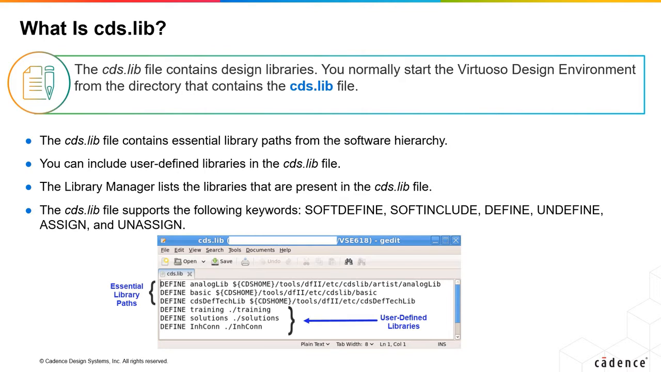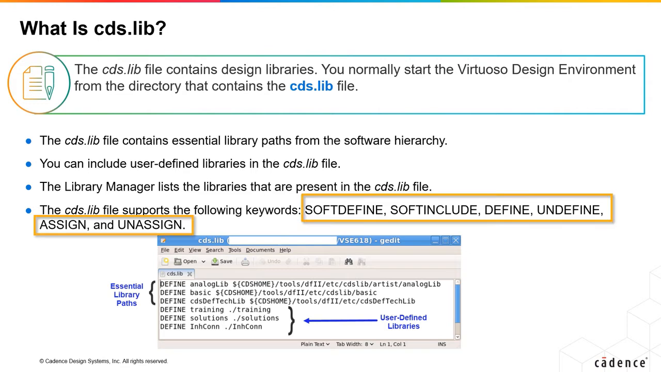So what exactly does this file contain? Well, in short, it contains the definitions of your design libraries. It also contains essential library paths from the software hierarchy, and you can include user-defined libraries in this .cdslib file. So whatever libraries you see listed in the library manager will not be visible if they have not been defined here, and there are certain keywords that you can use to define libraries in this file. You can see those keywords listed on the slide.